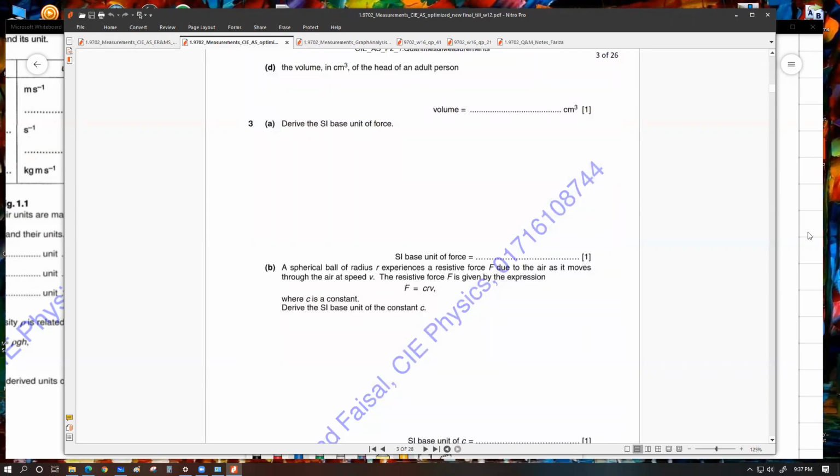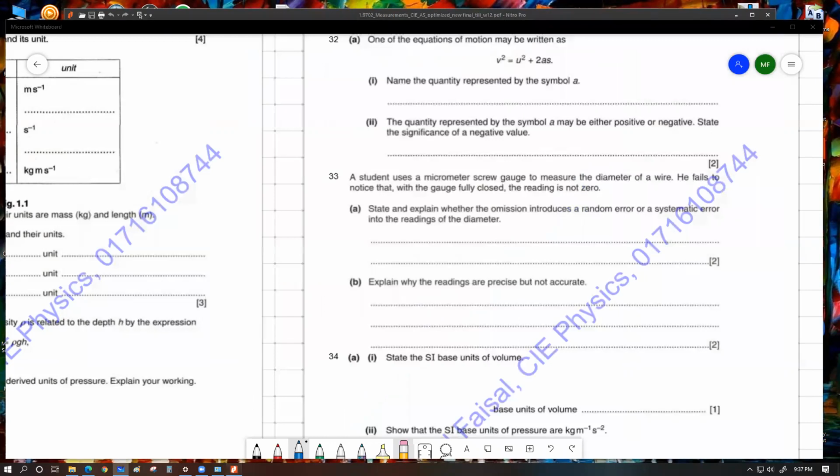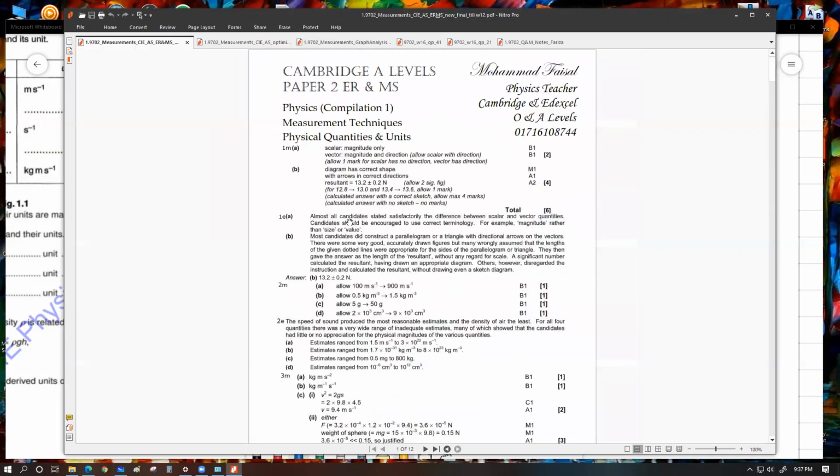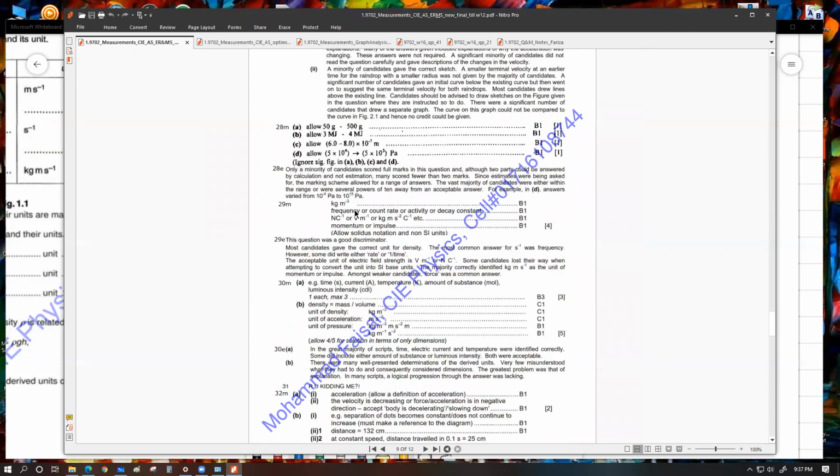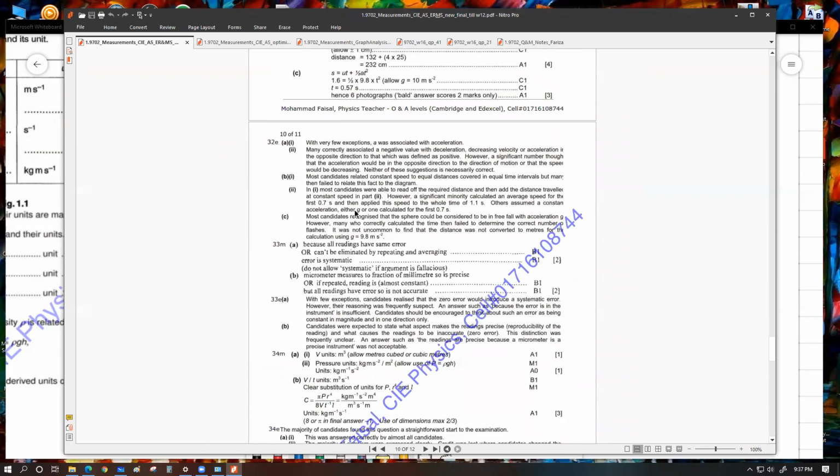এটা ছিল কত নম্বর যেন, 33 এর মার্কসিমটা একটু দেখি। Micrometer measures to fraction of millimeter, so it is precise. মানে it measures a very small fraction, so the readings are precise. Or if reading is almost constant. আচ্ছা, but all readings have error, so it is not accurate. Makes sense?